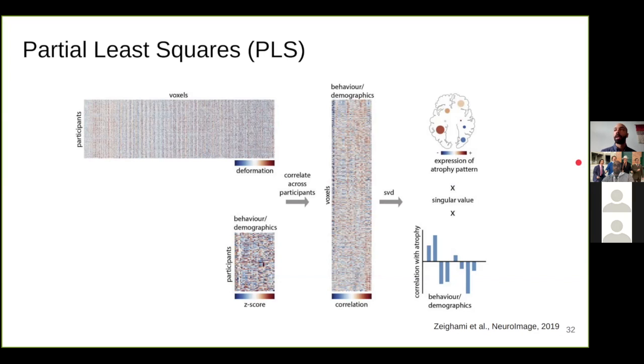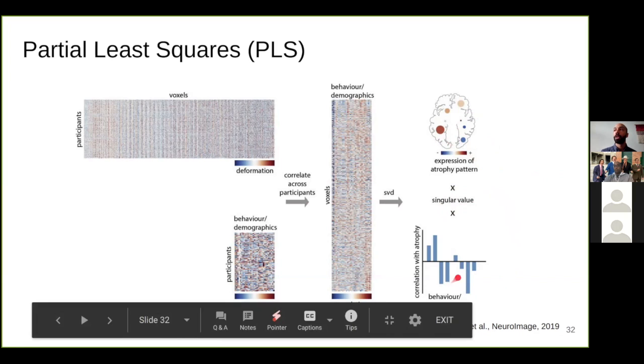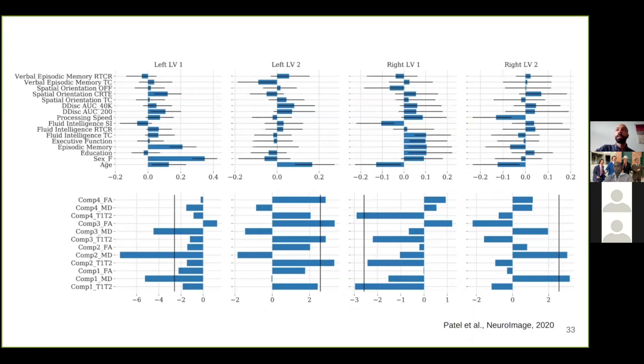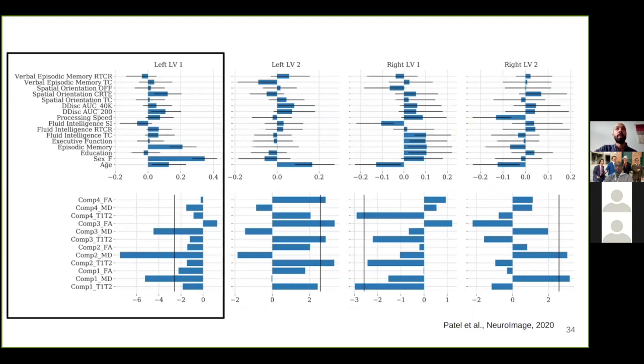Each LV has three outputs of note. There's a singular value, which describes the percentage of covariance explained by a given latent variable. And you also get a score for each brain variable and a score for each behavior variable, denoting how much or how little they contribute to a given pattern. So in our analysis, we identified two significant latent variables for each of the left and right hippocampus. The brain and behavior plots are shown here, but just for conciseness, I'm just going to focus on the first latent variable in the left hippocampus to give you an idea of how to interpret this.